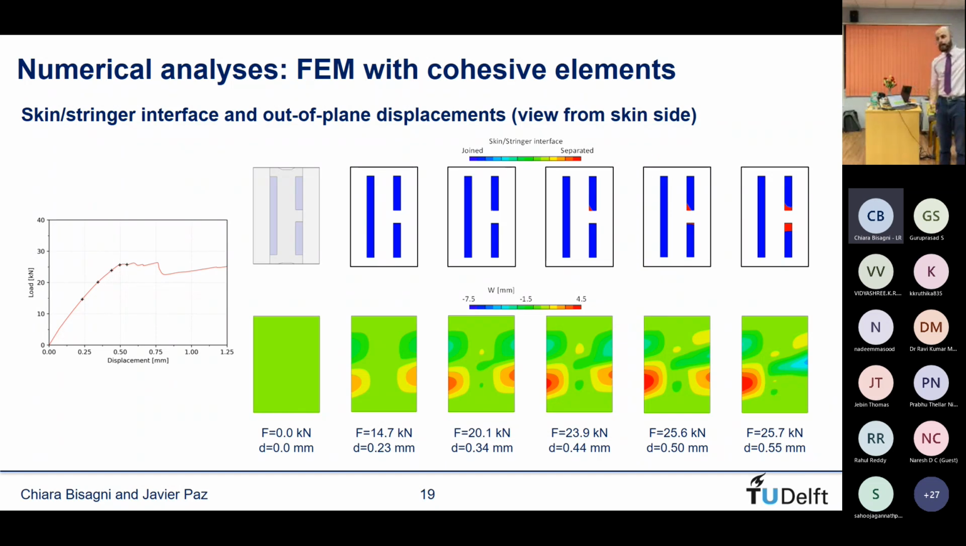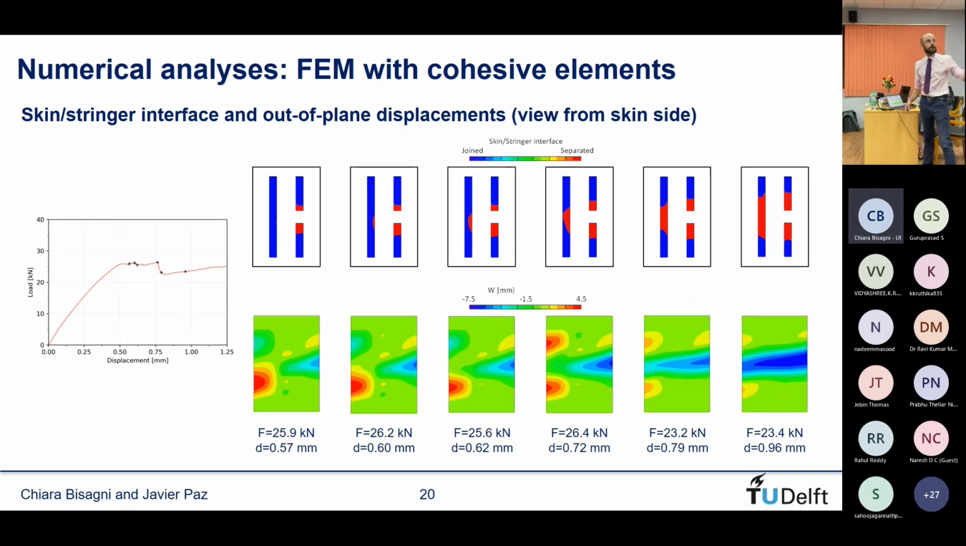Here on top, we get the interface between the skin and stringer. So blue means that it's still joined. This slight gap that we see here is the location of the insert, and we see that as we increase the load, these are the out-of-plane displacements as seen from the skin side. So we increase the load. We already see that between this image and this one, there is this delamination front that wants to propagate under the Teflon insert. At this point, it already has. We see that we already get some red here. It keeps propagating. These two delamination fronts merge into just one, a larger front.